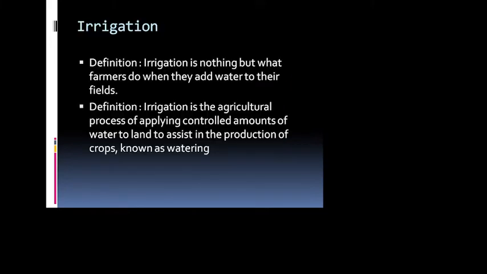Okay, so now we will be seeing two definitions on irrigation. Irrigation is nothing but what farmers do when they add water to their fields. So it is nothing but the different methods farmers use when they are watering crops in the field. The second definition: irrigation is the agricultural process of applying controlled amounts of water to land to assist in the production of crops, known as watering. So irrigation is nothing but watering; the different methods used in watering the fields for the growth of crops is known as irrigation.